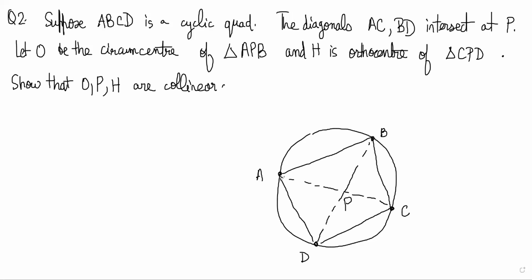Now, triangle APB, we need the circumcircle of that triangle or circumcenter of that triangle. So obviously, I want a circle to pass through A, P, and B, right? So there will be some center for that. The center of that circle could be somewhere here. That center is the O point.